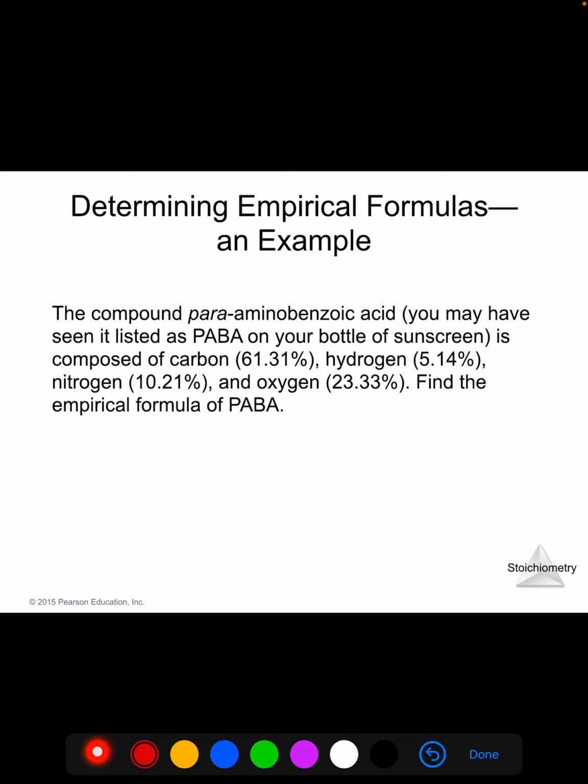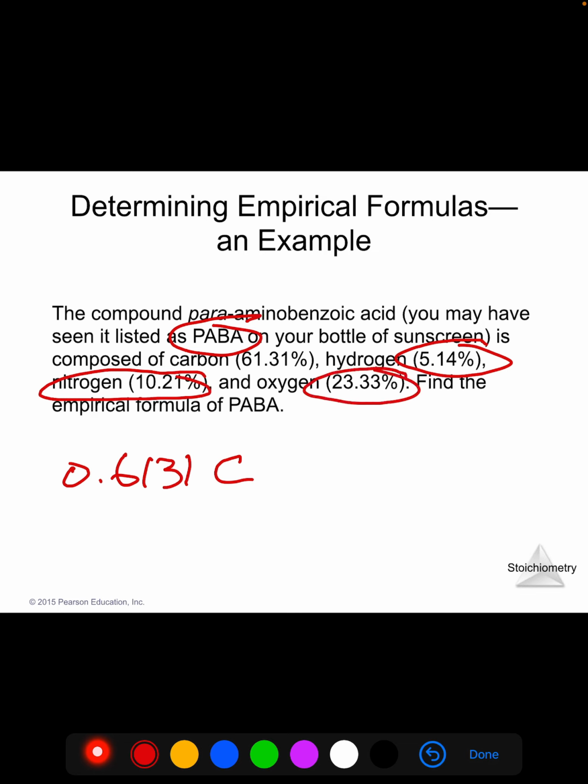So, para-aminobenzoic acid, also known as PABA, is composed of 61.31% carbon, or mole fraction 0.6131 carbon. Hydrogen, 5.14%, nitrogen, 10.21%, and oxygen, 23.33%. And it says, what's the formula for PABA? Boy, that doesn't seem like a lot of information.